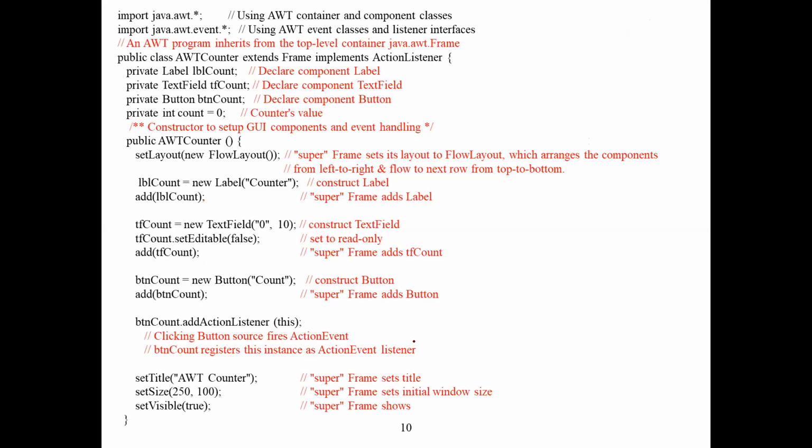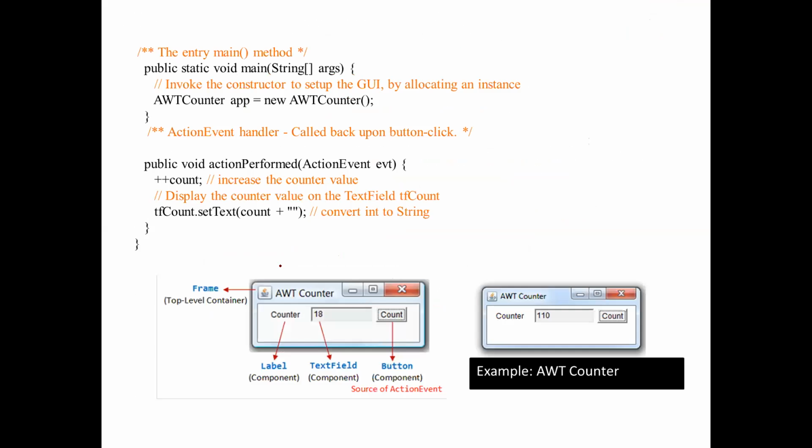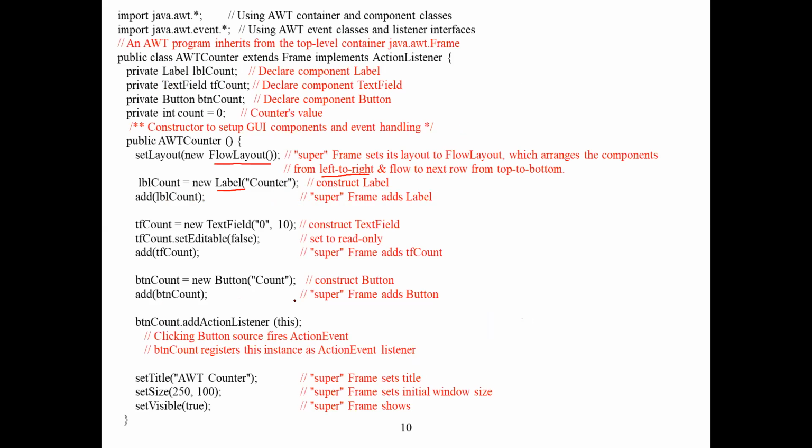So this is a simple example I have given, where I have written an AWT class based on flow layout. When I say flow layout, the components are always laid out from left to right. And as we just discussed, there is a label, so a label counter is created.